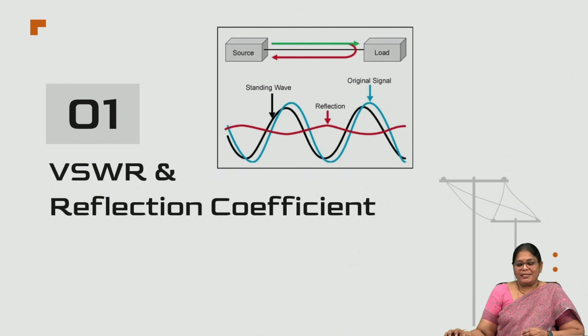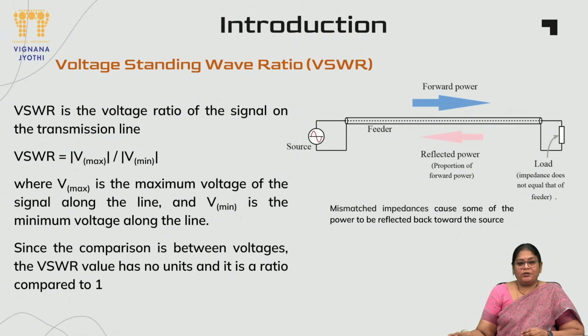So with respect to these standing waves, we talk about parameters like voltage standing wave ratio. Now voltage standing wave ratio is nothing but the voltage ratio of the signal on the transmission line. So it is the ratio of the maximum signal, that is Vmax, to the minimum signal. Vmax is the maximum voltage of the signal along the line, and Vmin is the minimum voltage along the line. Since the comparison is between two voltages, VSWR definitely will not have any units.